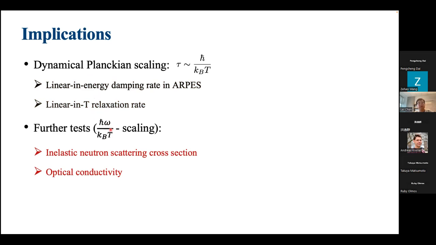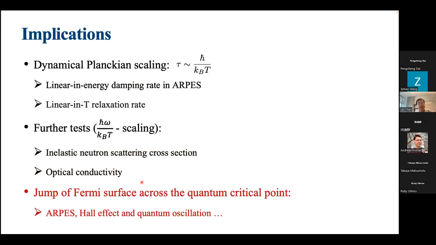And also we can test it in the charge channel and measure the optical conductance as well. And other experiments can also be done. We know that across this quantum phase transition, in addition to the dynamical scaling behaviors, you would also have a jump of the Fermi surface across this quantum critical point, which can be measured by ARPES or the Hall coefficient or other quantum oscillation measurements.